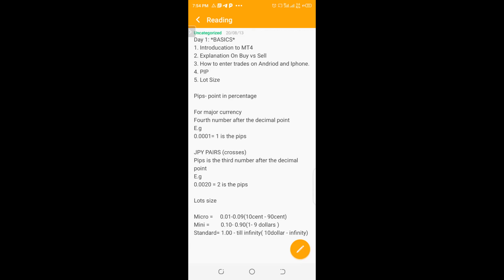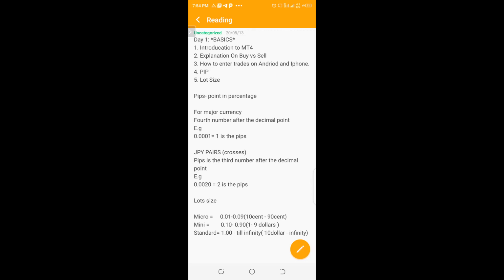So that means if I use 0.02 per movement, I'll be making 20 cents. If I use 0.03 per movement, I am going to be making 30 cents. So that is why in brackets, I wrote that the micro lot size ranges from 0.01 to 0.09, and you're going to be making between 10 cents to 90 cents.